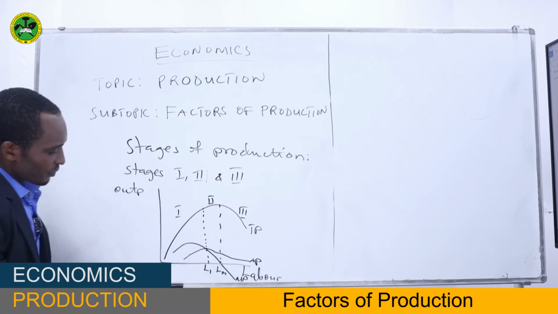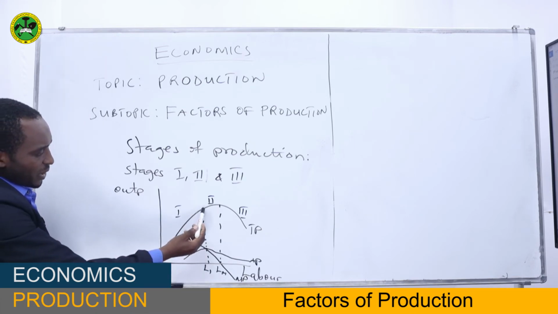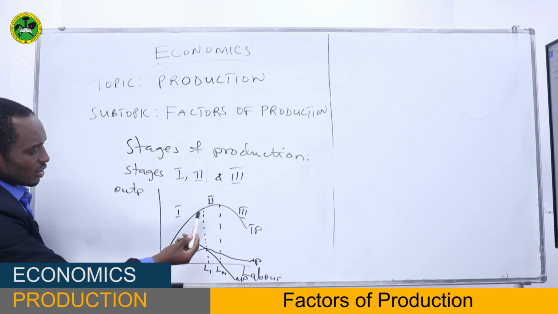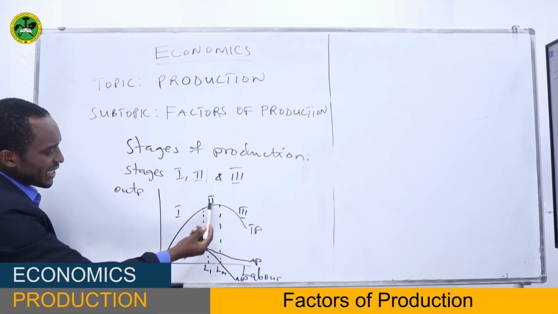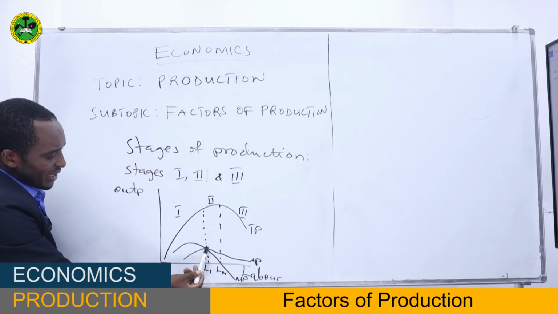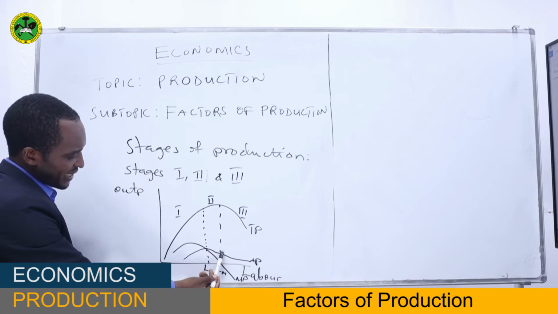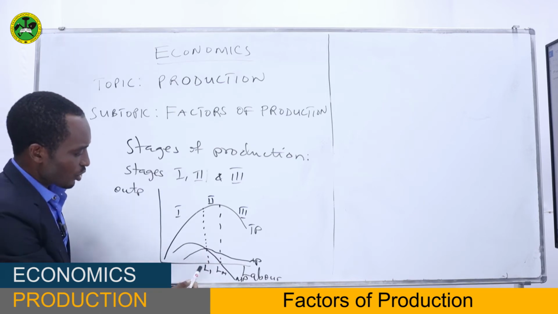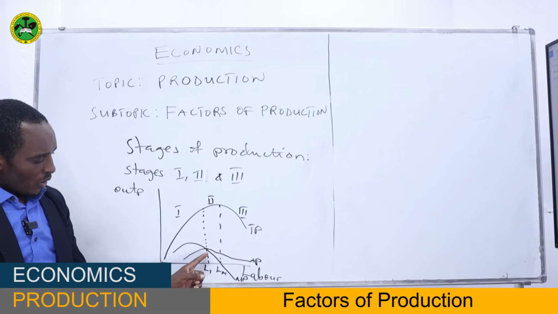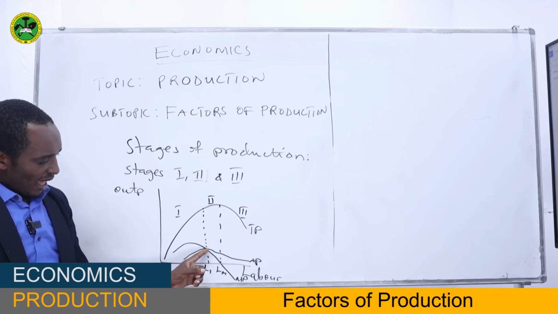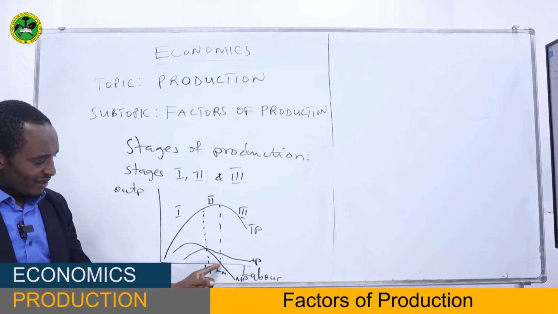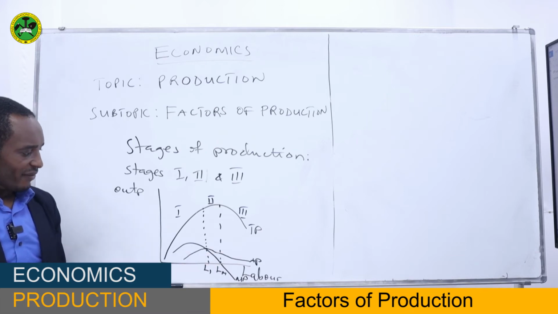And at stage 2, the total product is still increasing, but at a decreasing rate, or at a small rate, while the average product is declining. Also the marginal product is declining. But you can see here, when the average product is declining, the marginal product is less than the average product.